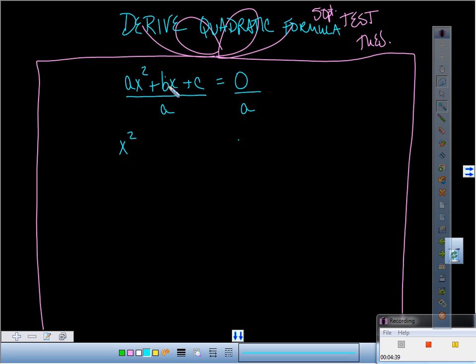Alright, right here you have B over A times x. Plus, what's this going to be? B over A is equal to, what's 0 over A? Yeah, 0. 0 over anything is what? 0. So that's just 0.